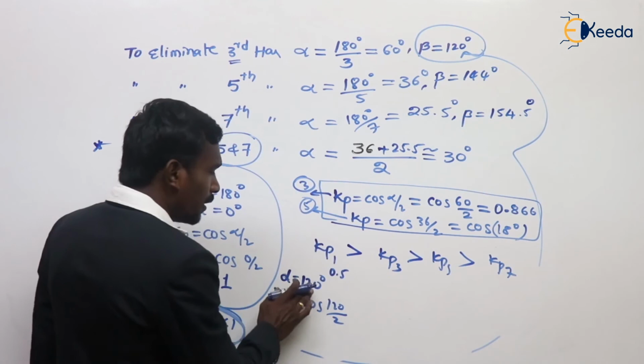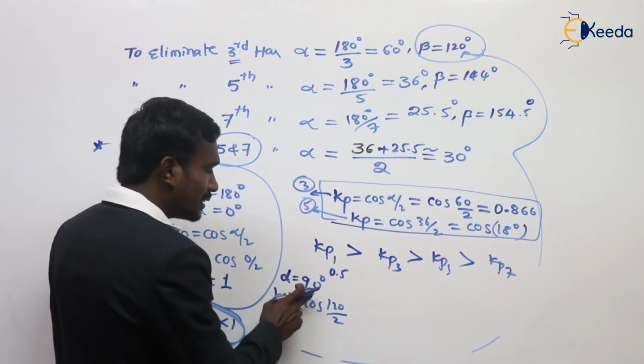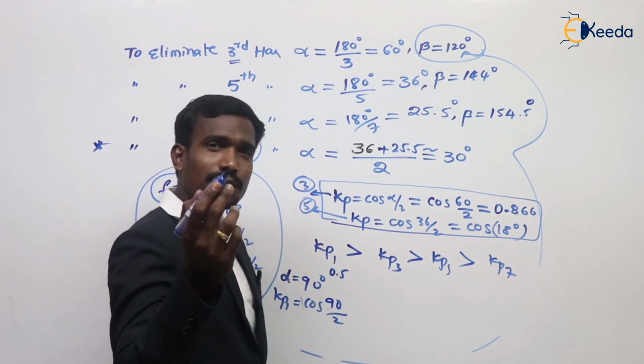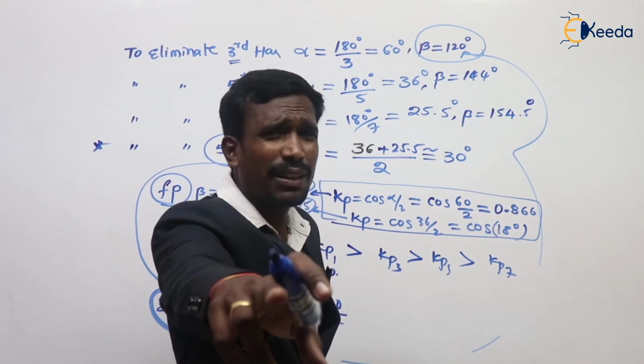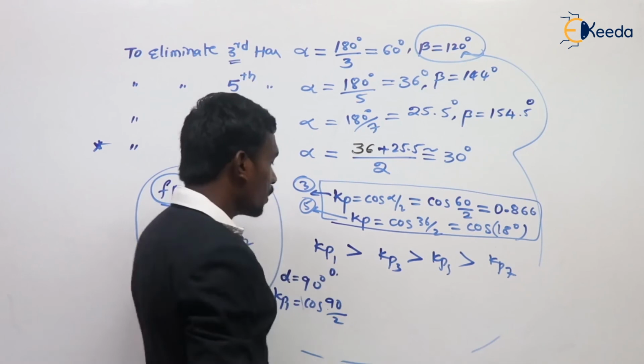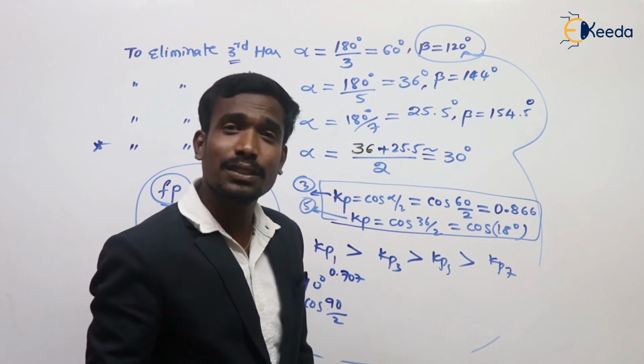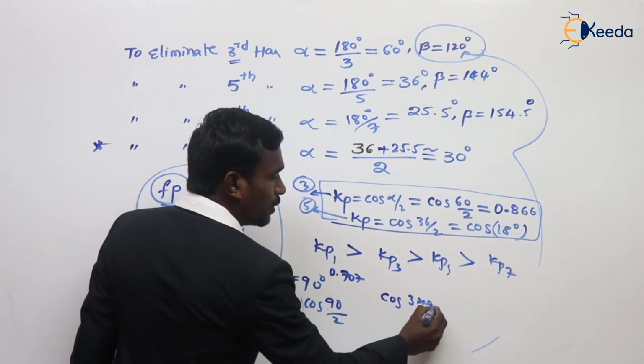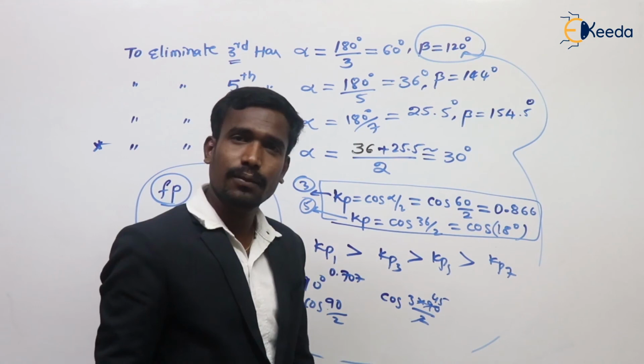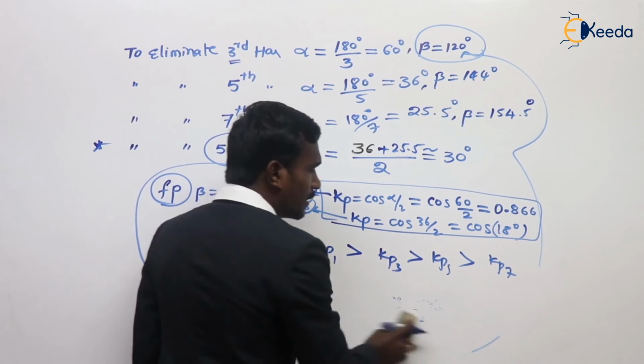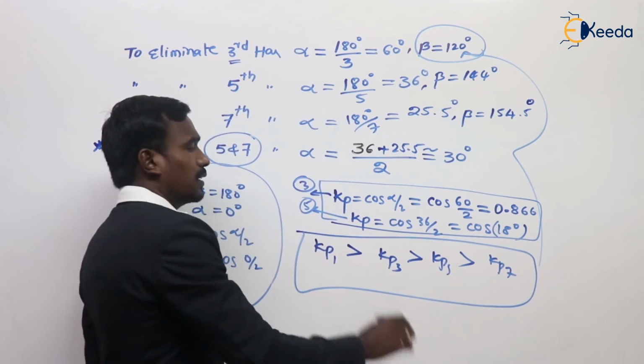For example, if you take 90 degrees here, what is KP1? KP1 is equal to cos of 90 by 2, cos 45. What is the cos 45 value? Don't say 1 by root 2, I want the value in numerical. Very good, 0.707. What is KP3? KP3 is cos of 3 alpha by 2, 3 times 45, cos 135. Like that, if you calculate, you get the answer like this. Always KP1 is greater than KP3, greater than KP5, greater than KP7.